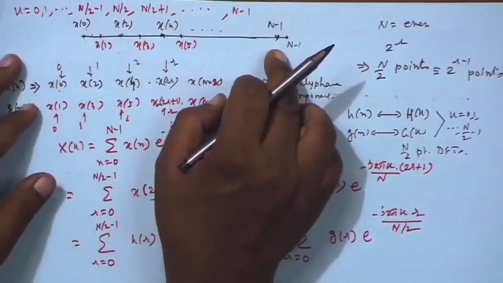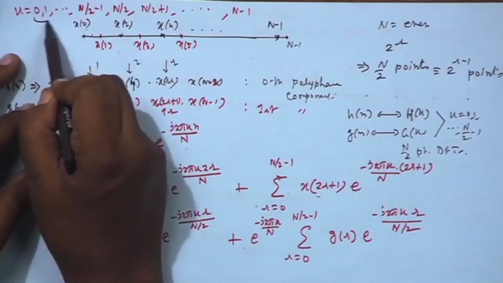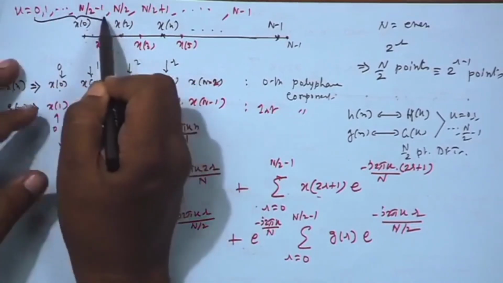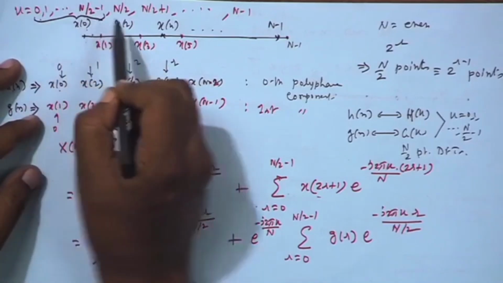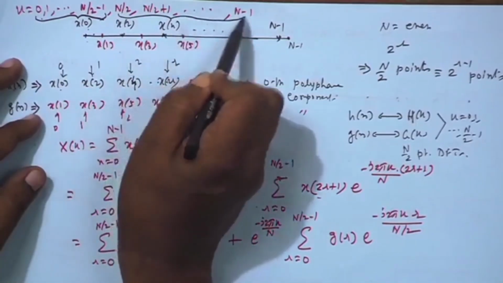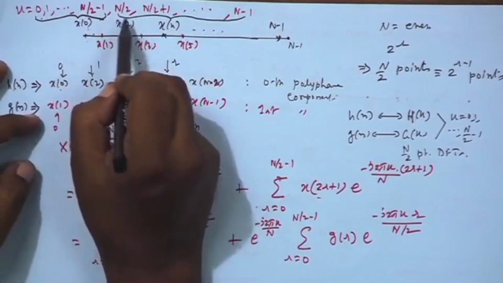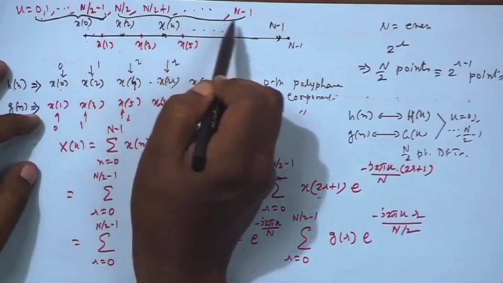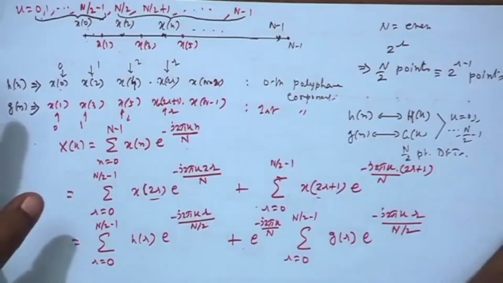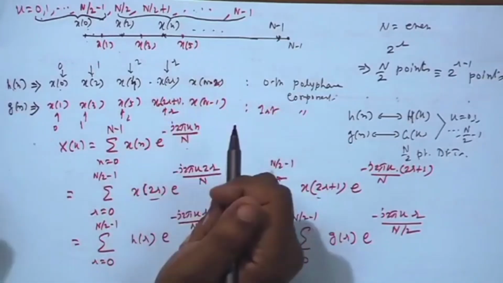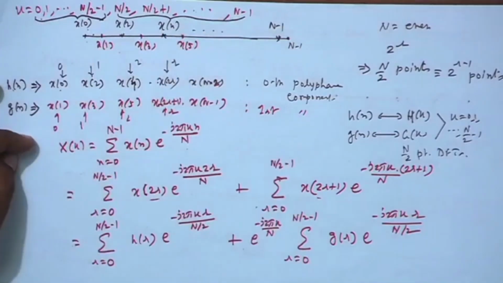But this I am writing in this way, and I am taking the upper half, or maybe you can say the lower half, 0 to n by 2 minus 1, that is one half, and that is another half. 0, 1 up to n by 2 minus 1, one half, and then n by 2, n by 2 plus 1, up to n minus 1, that is another half. Both halves have how many terms? N by 2 terms.